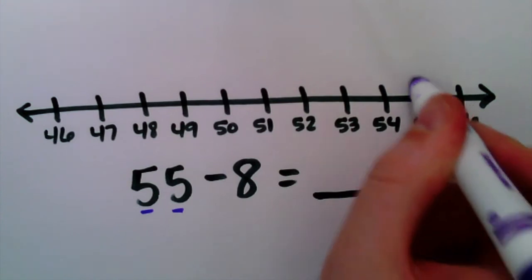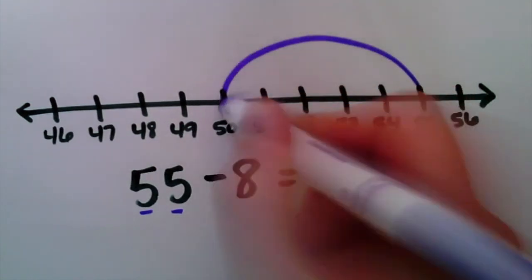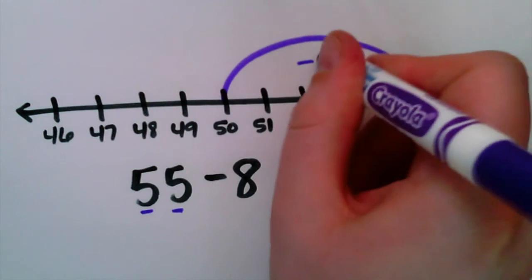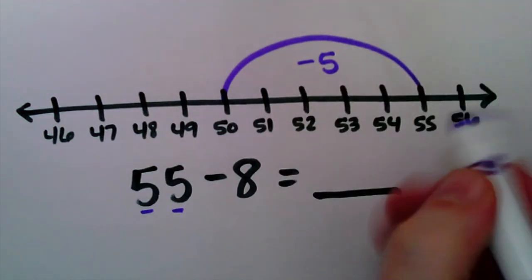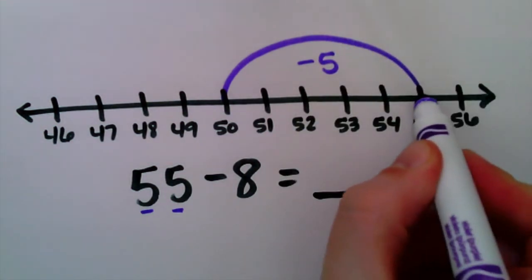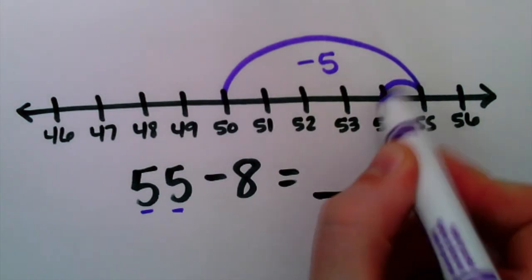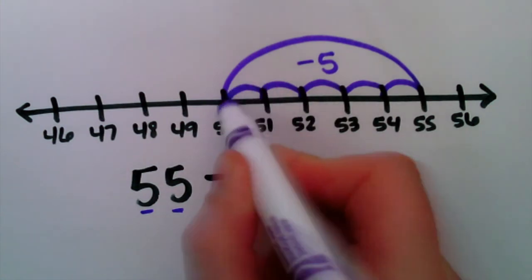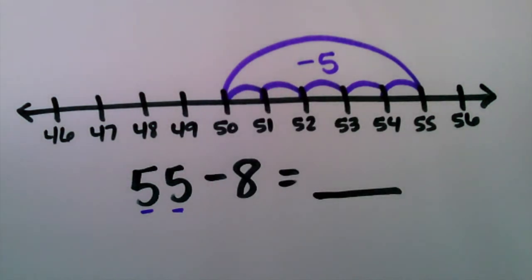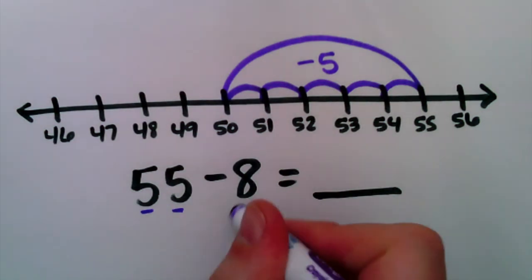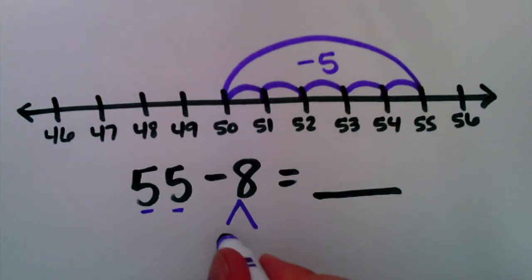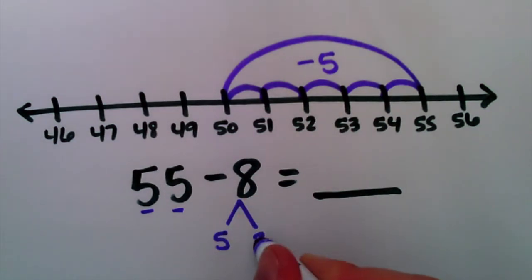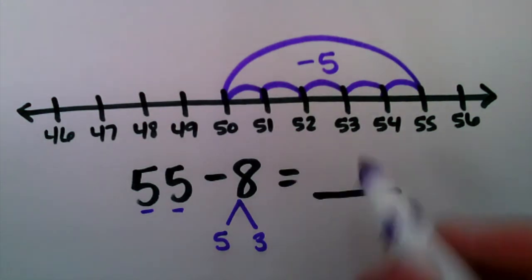So let's do that on the number line now. And label it as minus 5. We can check our work by counting each space on our number line. 1, 2, 3, 4, 5. Now, how could I break apart the 8 to do this? Well, 8 is made up of 5 ones and 3 ones because 5 plus 3 makes 8.